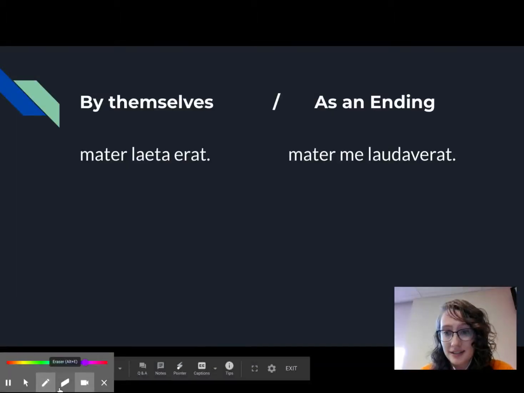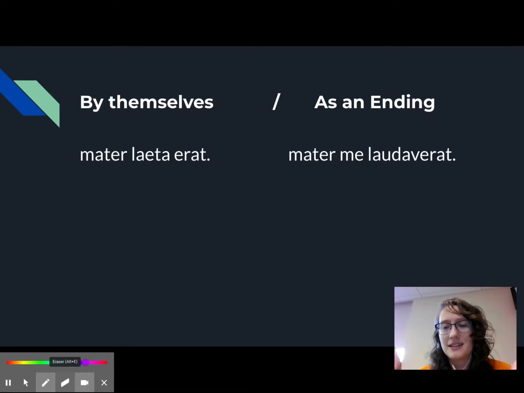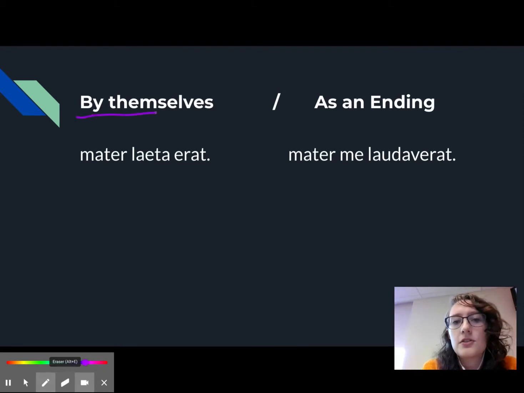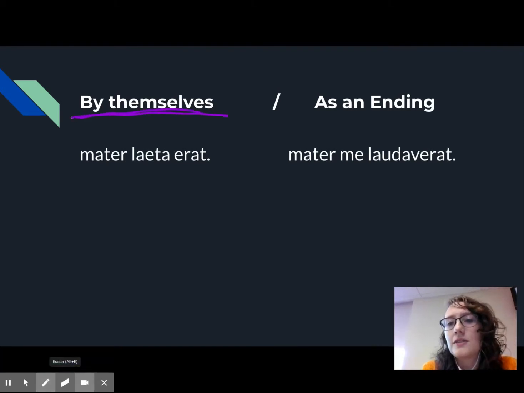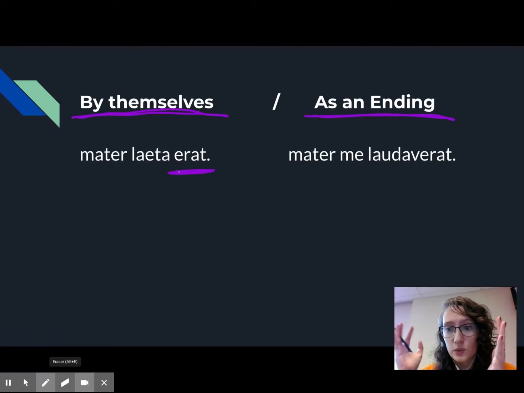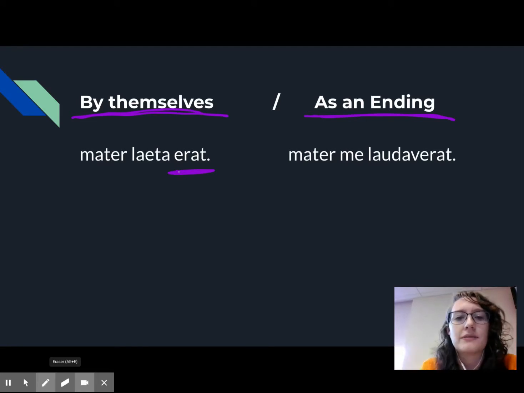So let's take a look at these two sentences. You can have the forms eram, eras, erat, eramus, eratis, erant in two different ways. You can have them as standalone verbs, or you can have them as an ending. So let's take a look at what they look like by themselves. So we have erat. When we have it as a standalone word, it's not a part of another verb. This is where you have it as the imperfect form of sum, or was or were.